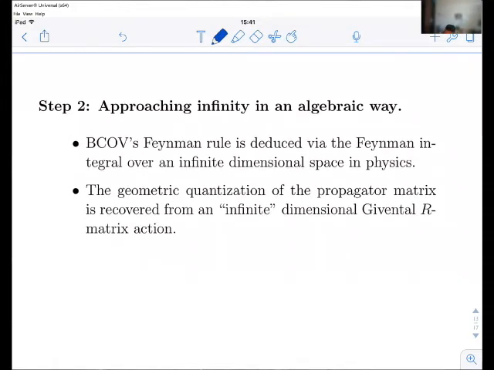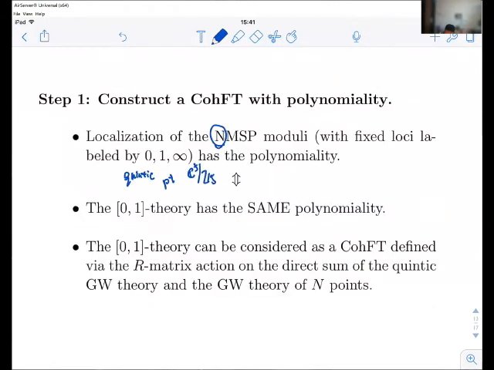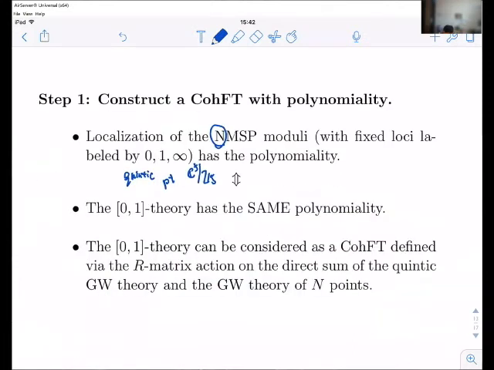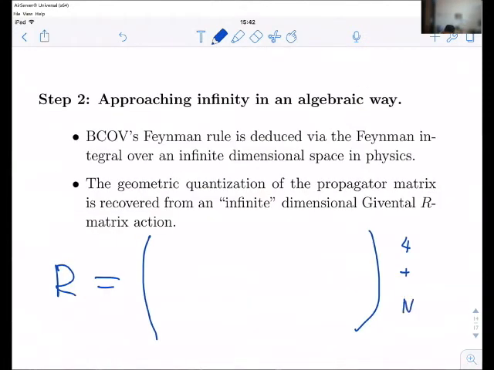By this localization, we get some R matrix. Maybe let's draw some picture. We get a very large R matrix. We call this R. The quintic threefold has a state space of 4 dimensions. And then we have n points. So the matrix is a square matrix of size 4 plus n times 4 plus n.